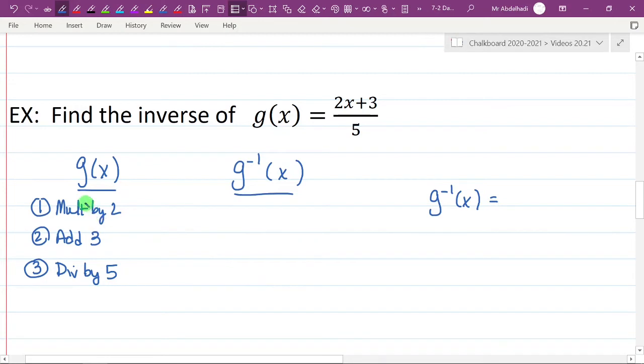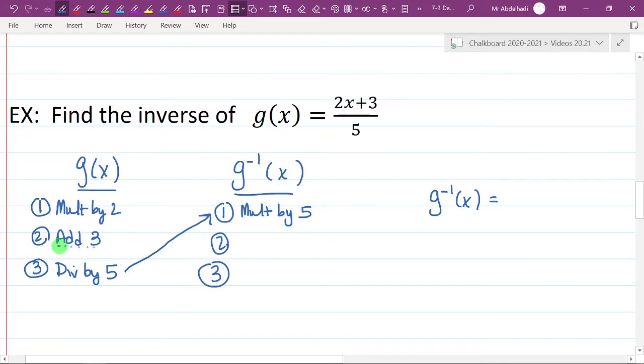Now, if this has 3 steps, this will also have 3 steps. So 1, 2, 3. We need to take the opposite of all of these steps here and put them in the opposite order. So be careful, you're not going to take the first thing here and do the opposite here. You're going to take the last thing here. The last step here is going to be the first step here. Is going to be the opposite of the first step here. So what's the opposite of dividing by 5? The opposite of dividing by 5 is multiply by 5.